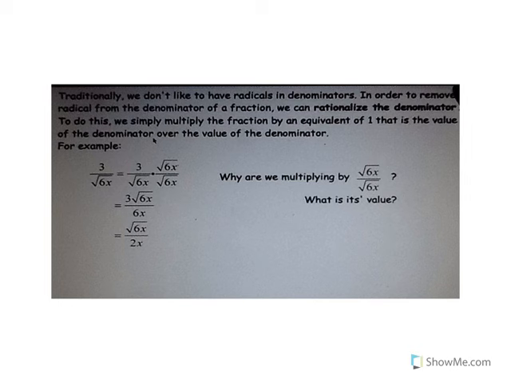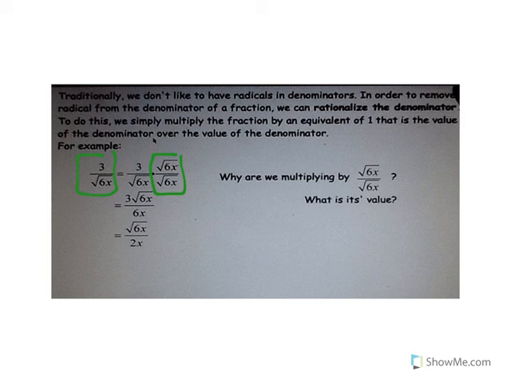So that was just a brief refresher. Now let's look at the more complicated stuff here. Traditionally, we don't like to have radicals in denominators. That's just a rule. You can't go ahead and have it that way. So if you have an expression like this, the way that you get rid of the radical on the bottom is to multiply by the exact same radical.